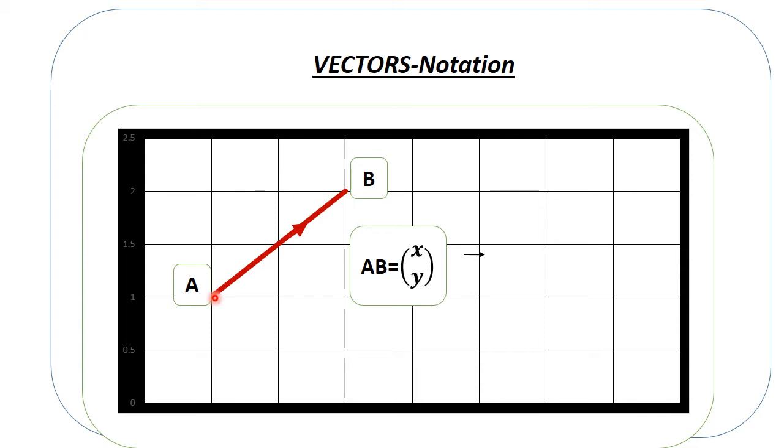we count the number of boxes that it has moved in the X. It started from here and ended here. So if we just count in the x, it has moved 1, 2. Then in the y, 1, 2. So it's 2 and 2.